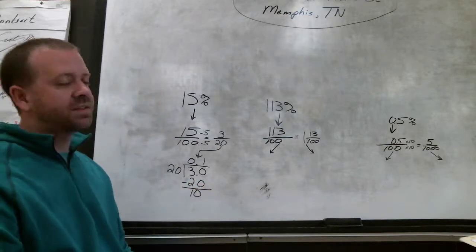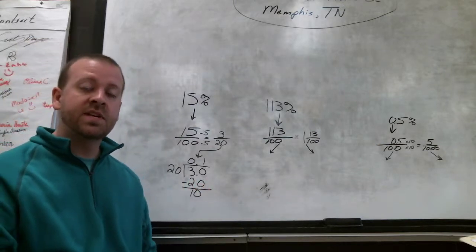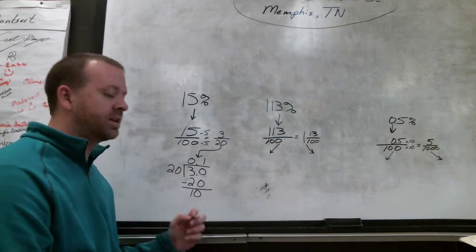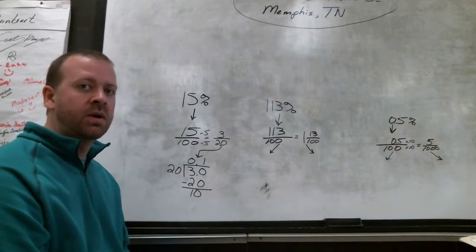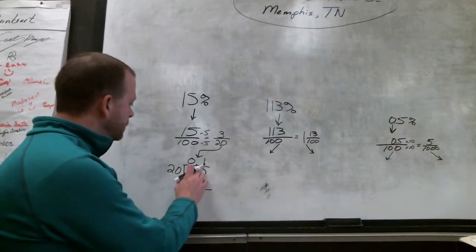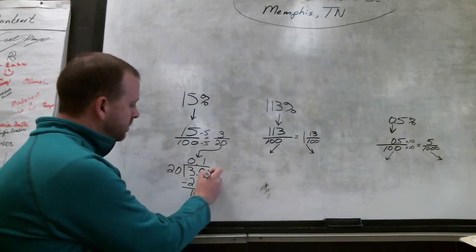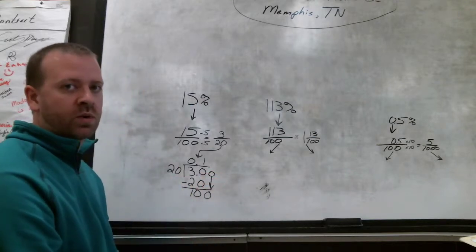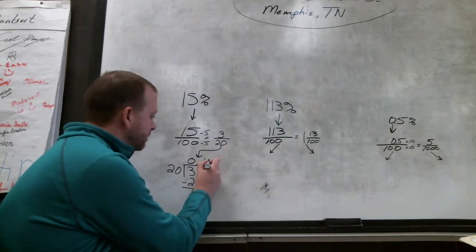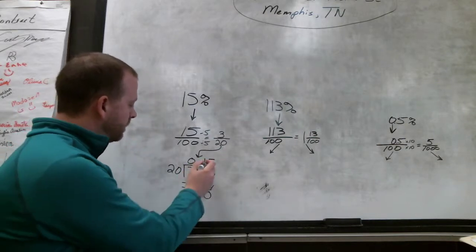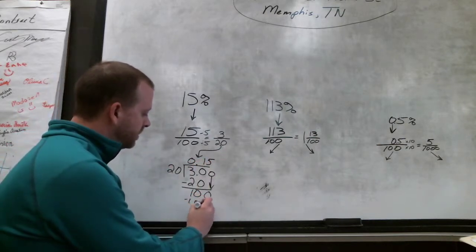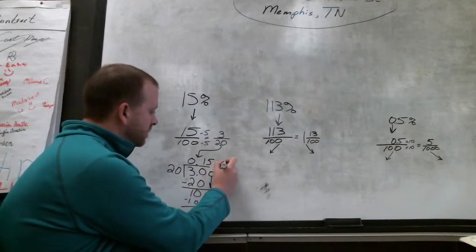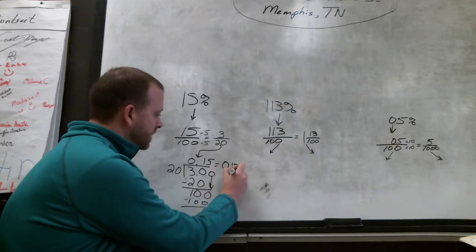We've got 10 left over. Most of the time as sixth graders, we do not want remainders. There are some exceptions, but this is not one of them. So we keep going. We add a 0 and bring it down. How many times will 20 go into 100? Of course, 5 times. 5 times 20 is 100. We do not have a remainder. So this is 15% as a decimal.